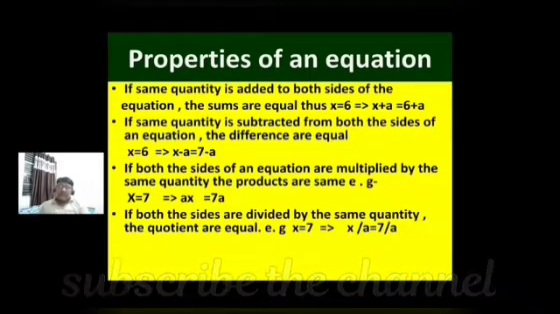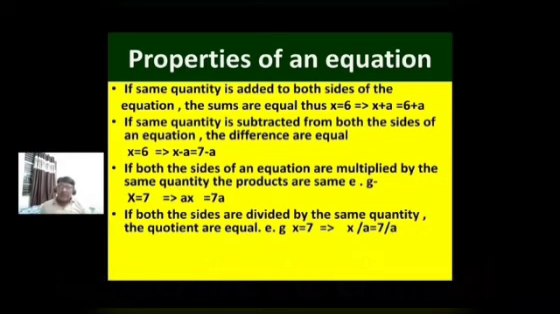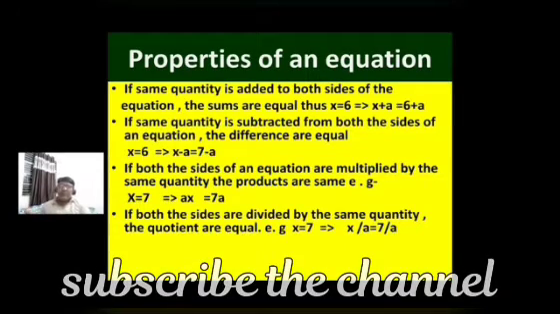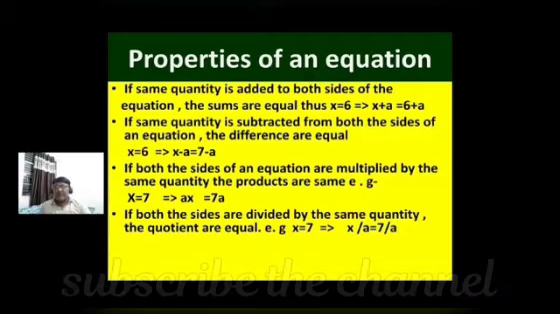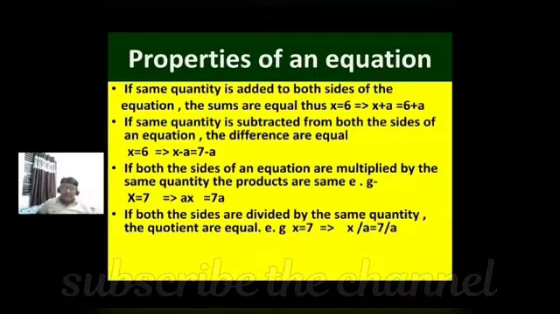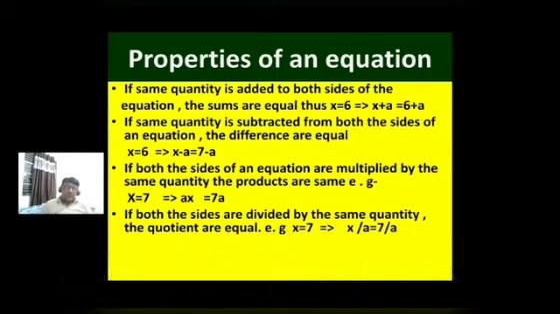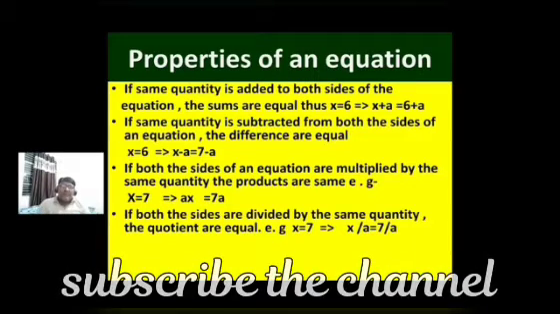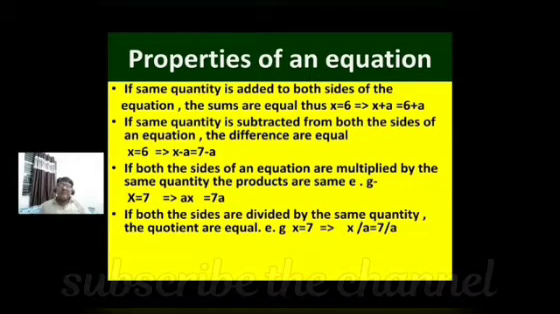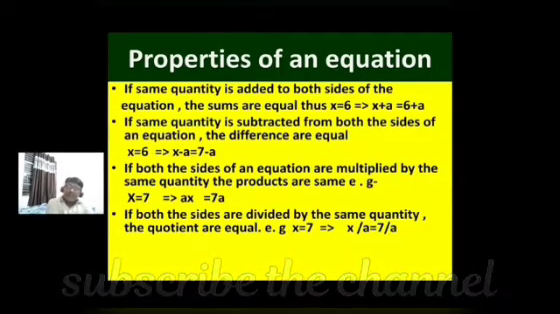The properties of an equation. If you add the same quantity on both the sides of the equation, the sums are equal. That is, if you are given x is equal to 6, and we add a to both the sides, the result will be the same. That is, x plus a is equal to 6 plus a. So this is the first property.